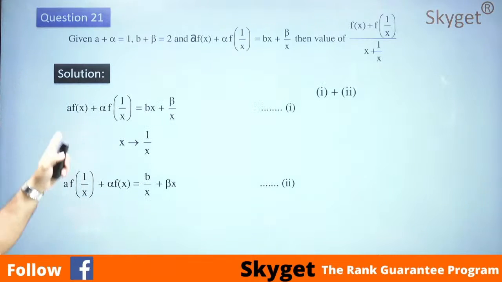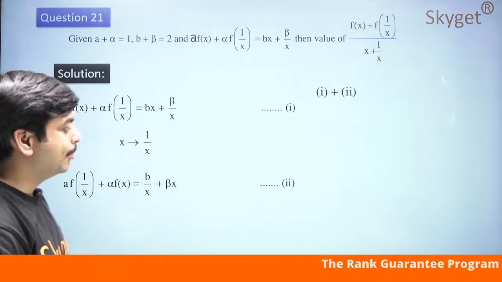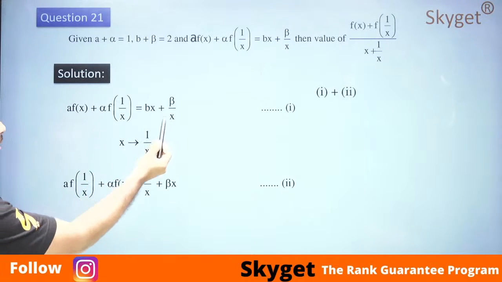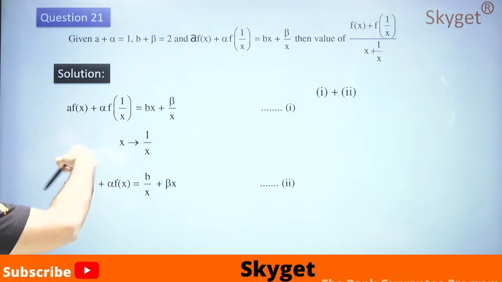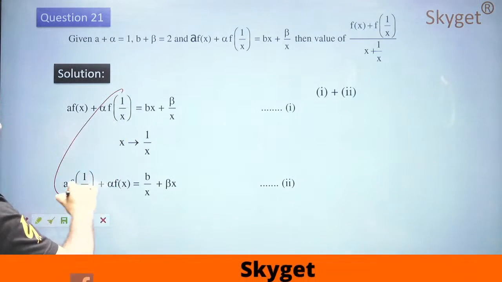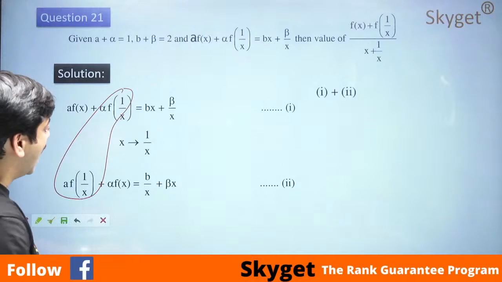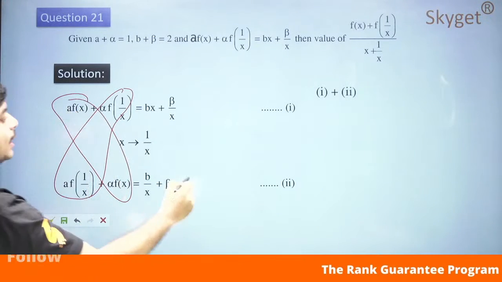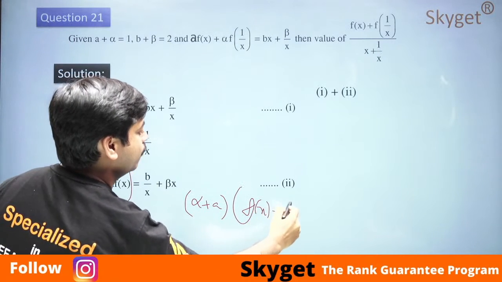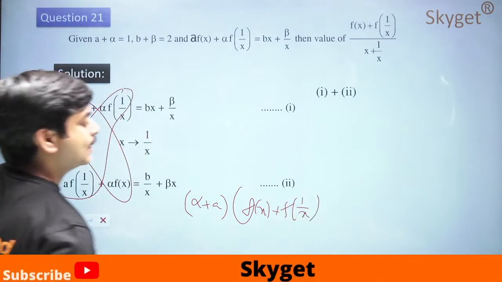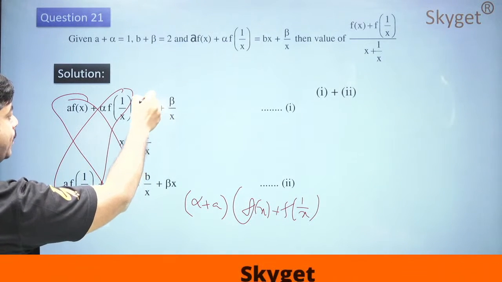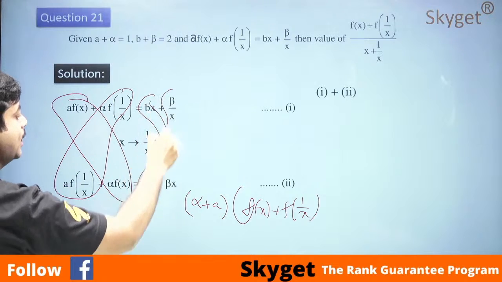Once you replace x with 1 by x, you'll get another equation. So this is the first equation, and this is the second equation. If you add these two, observe carefully what will happen. These two are f of 1 by x, you'll get alpha plus a, and here also alpha plus a. So you'll get alpha plus a into f of x plus f of 1 by x, which will be equal to bx plus beta by x and beta by x plus beta x.